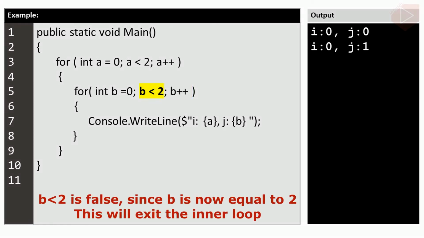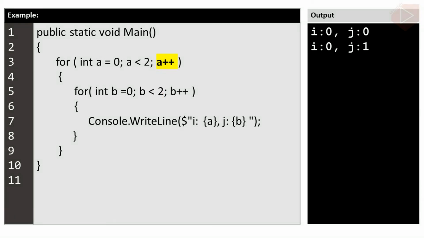The condition b < 2 is now false, since the value of b is now equal to 2. So this will exit the loop. I mentioned before that the initialization part is only read once. But if we reread the loop again, then the process will reset. And that's the reason we need to read the initialization part again.